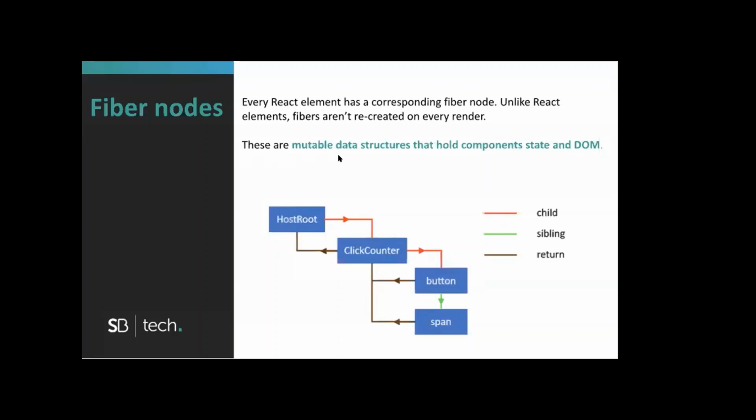So these are a mutable data structure that holds component state and DOM. You can see for the click counter example that I have shown, it has a button and a span. For the relationship, you can see the child of host root is click counter, and the child is button. And the way it returns, you can see. I'll explain in the next slide how this traversal happens. So in this slide, you can see how the relationship is getting built on Fiber.